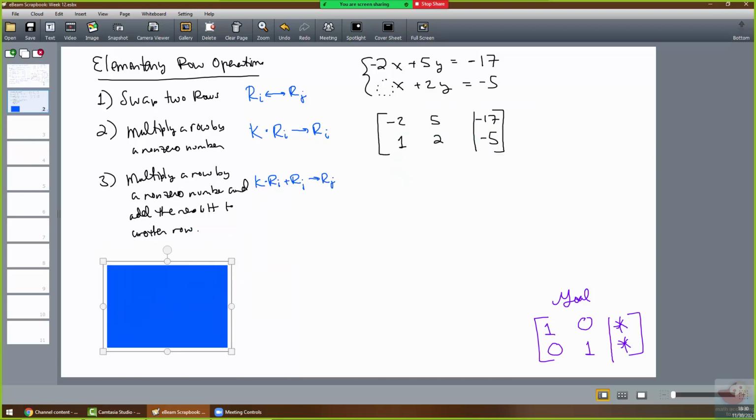Okay, so notationally, what this says is we're going to say row 1 swaps with row 2. So the new first row is 1, 2, -5. And the new second row is -2, 5, -17. So we got the 1 where we need it in the first column.